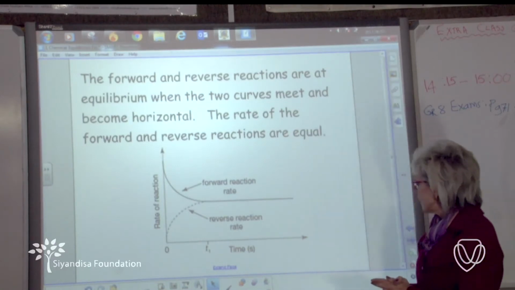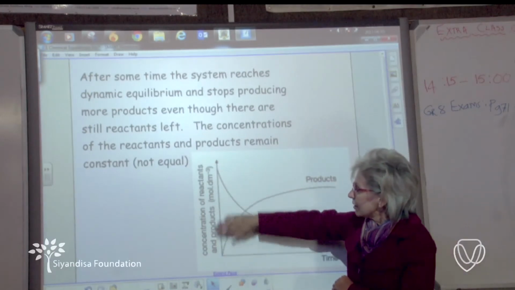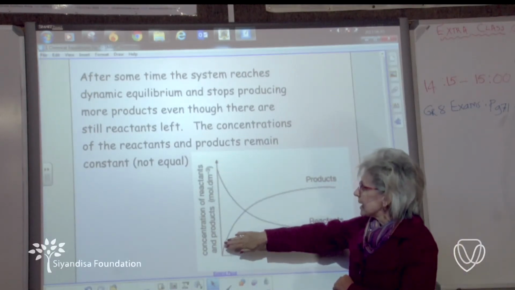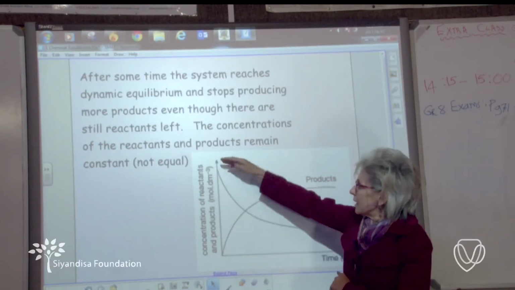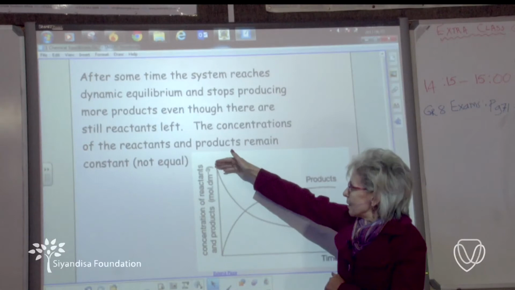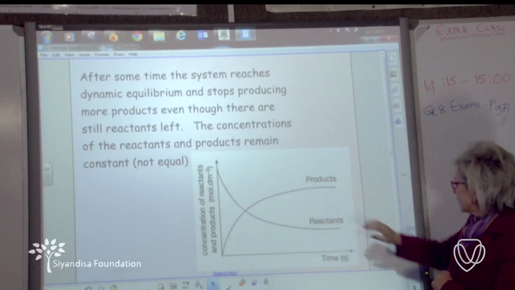Now, compared to the previous graph, look at the previous graph. This represents concentration. In other words, the amount of substance in mole per cubic decimeter. Start off with maximum amount of reactant, zero product, and eventually they remain constant.